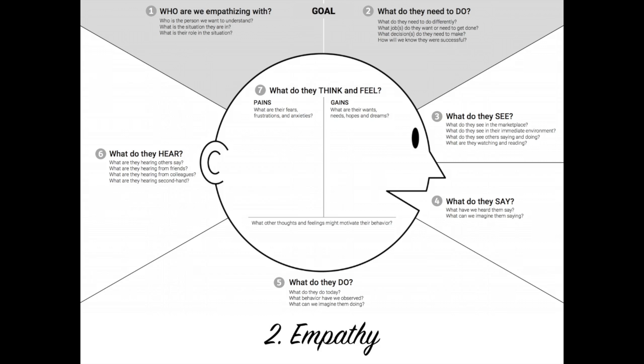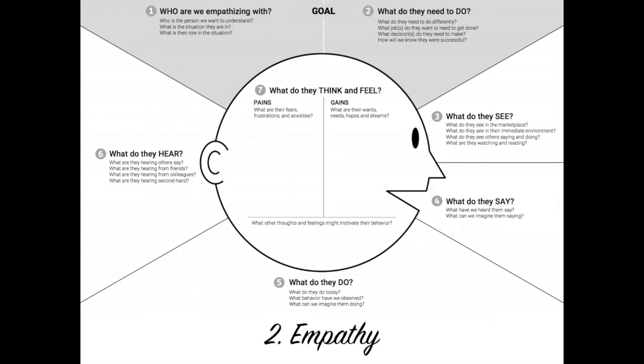Number 5 is what do they do? This is just kind of thinking about how they are as a person. So what they've done today, what behavior can we observe? So what habits do they have? And what can we imagine them doing in the future? Step 6 is another sense. What do they hear? And it's trying to create the world around them.